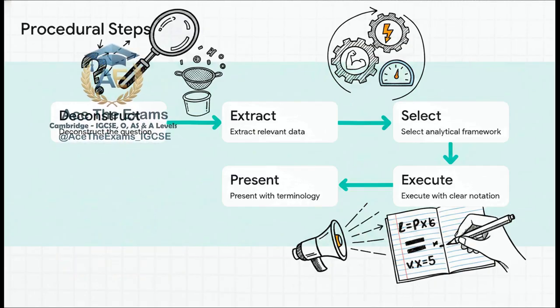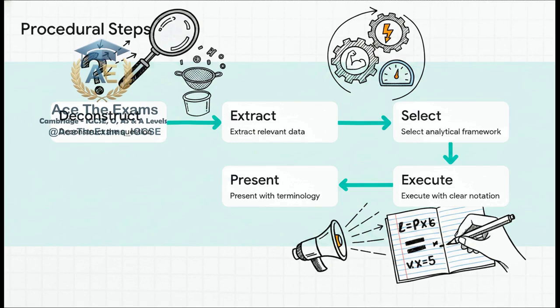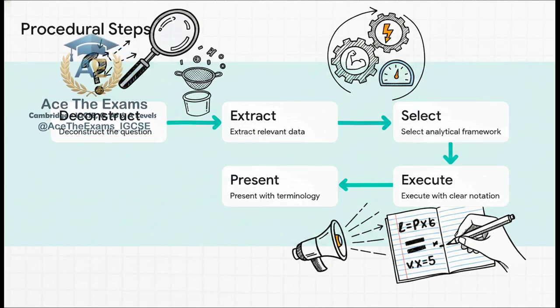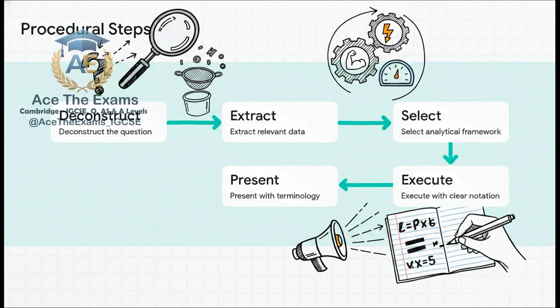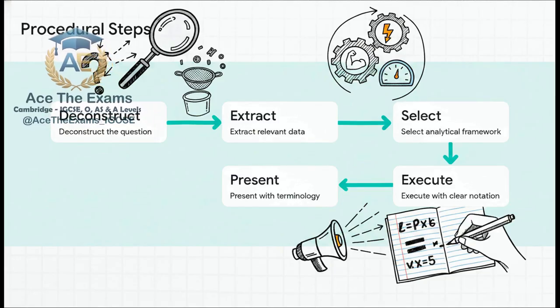If you visibly walk through these 5 steps on your paper, the examiner literally has no choice but to award you method marks, even if some minor arithmetic error throws off your final calculation at the very end.